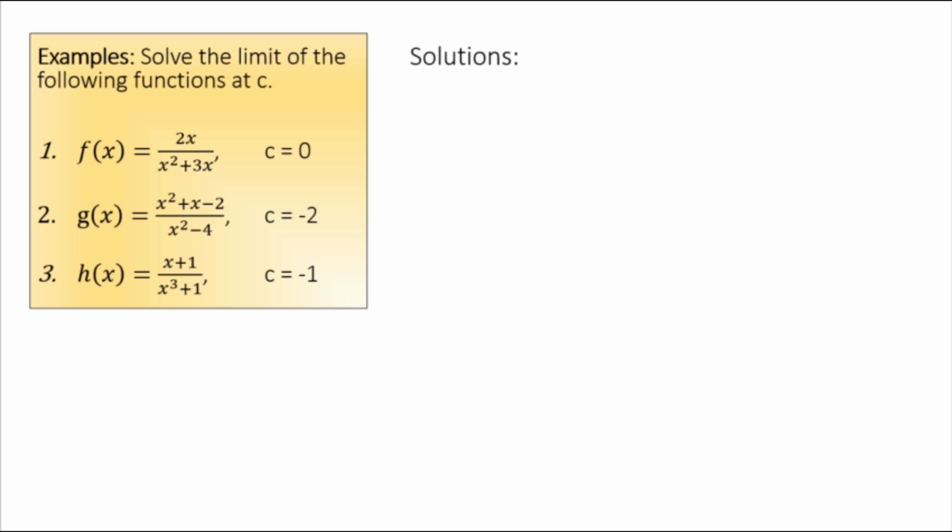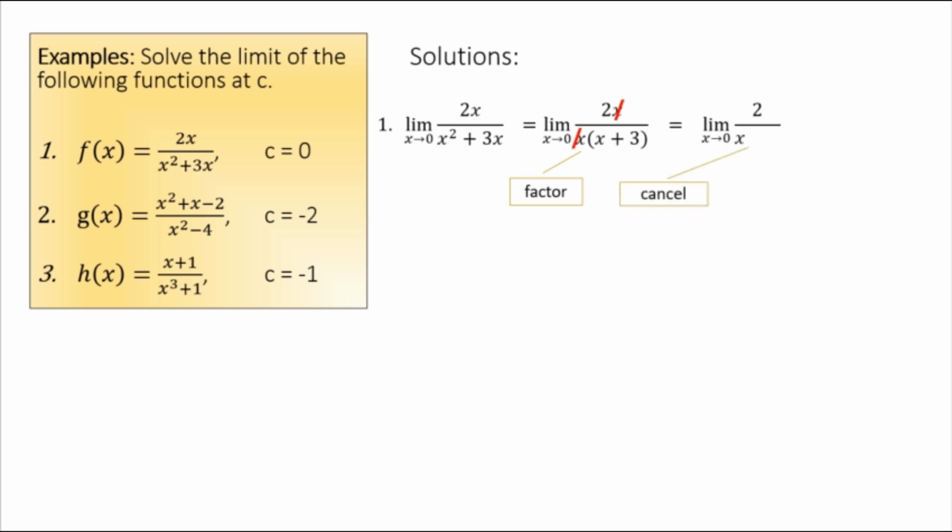In some cases, we need to perform algebraic manipulation first before we can summon the common factor. For number one, we first factor the expression, then cancel out the common factor. Now we can try if direct substitution works. And it does. So we simply simplify the result to 2/3.